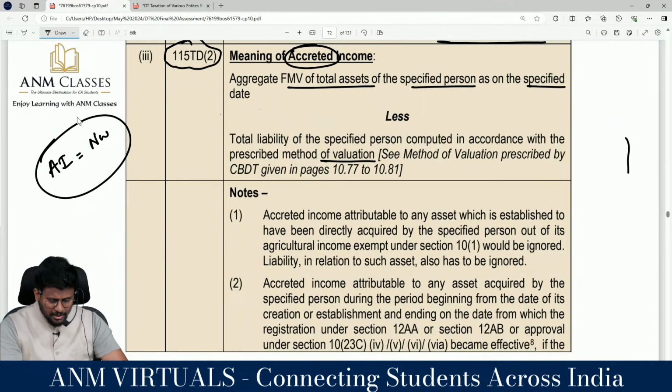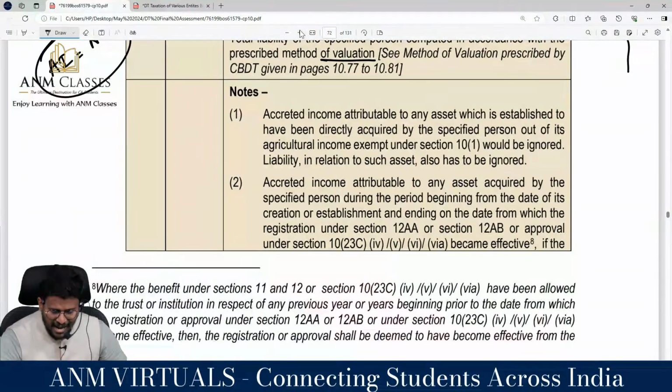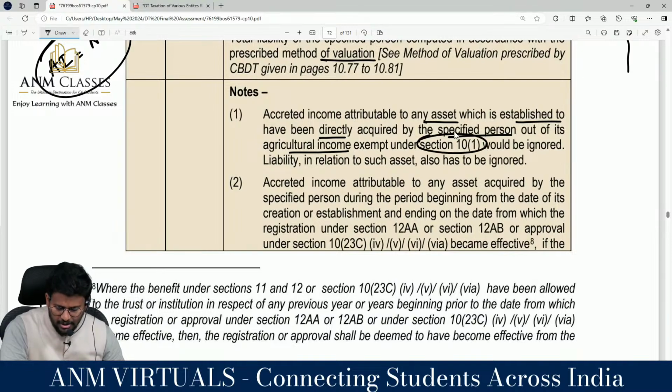Accreted income is nothing but net worth. And it is on the net worth that I have to pay exit tax, correct? Yes sir. Accreted income attributable to any asset which is established to have been directly acquired by any person out of its agriculture income, exempt under section 10, would be ignored. Liability in relation to such asset also has to be ignored.